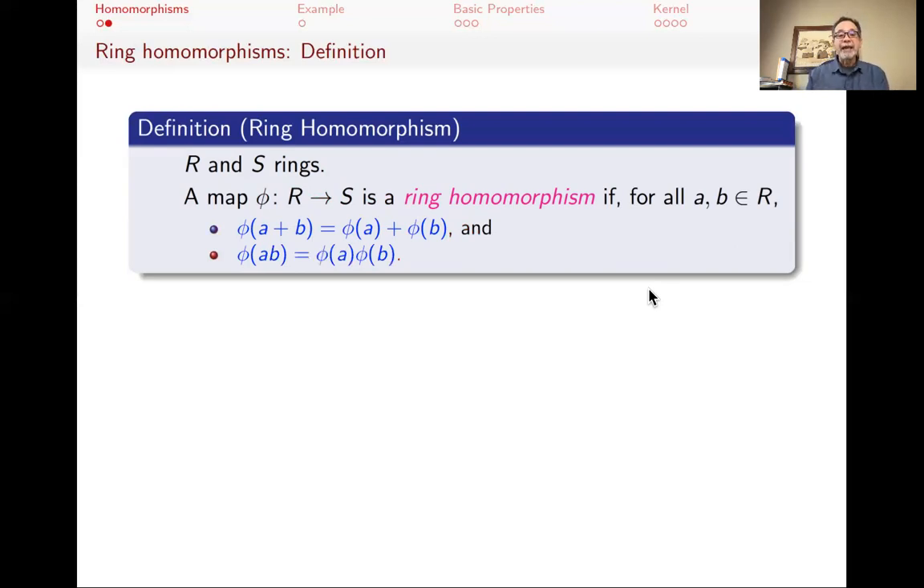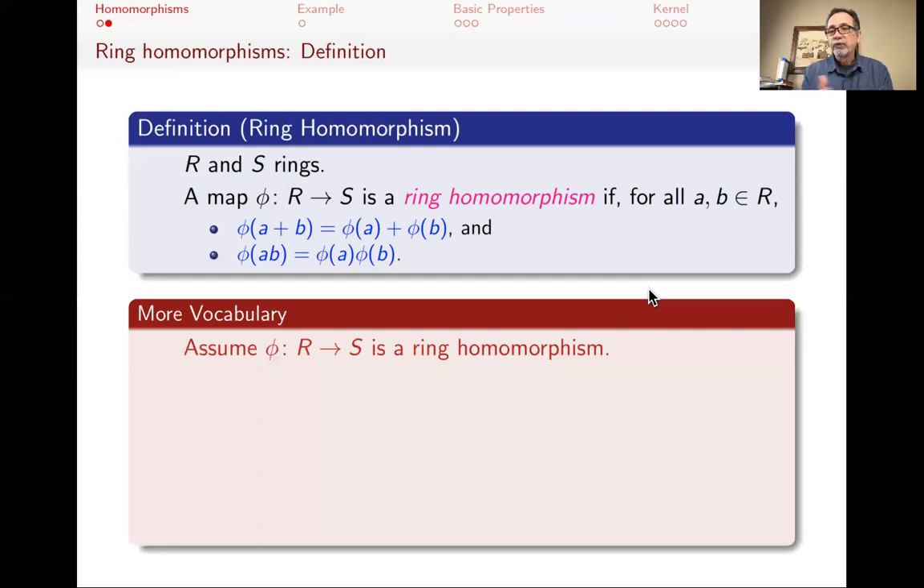And so phi of ab has to be phi of a times phi of b. Again, a goes to phi of a, b goes to phi of b. And then ab, the product of a and b, you don't have a choice where it goes. It has to go to the product of phi of a and phi of b. And again, ab is the product in R, and phi of a times phi of b is the product in S.